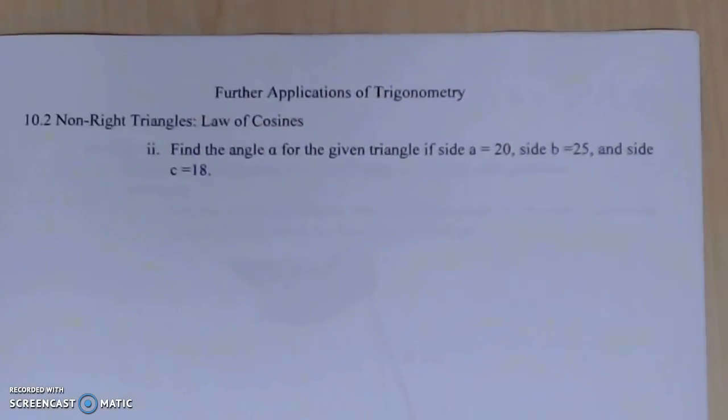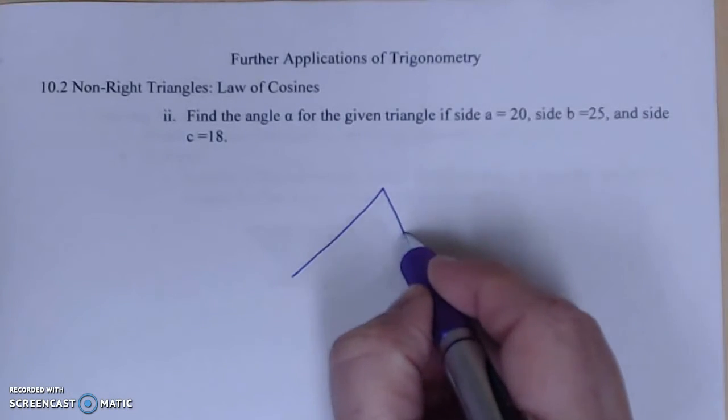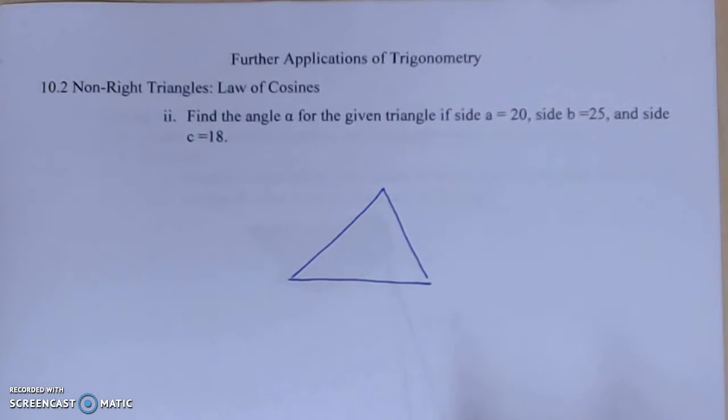Now this one gives us less information. They don't give us a pretty picture to go with it. It says find the angle alpha for the given triangle if side A equals 20, side B equals 25, and side C equals 18.